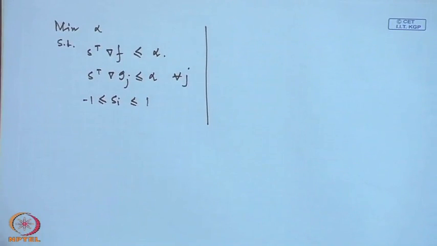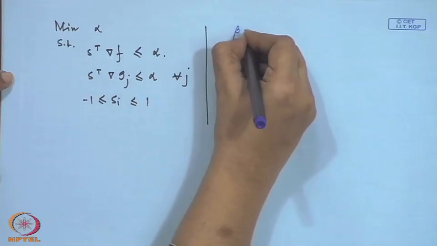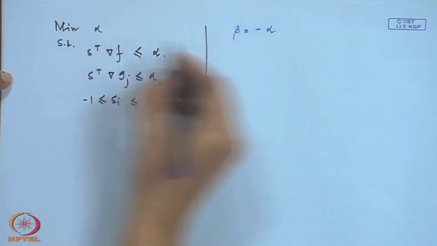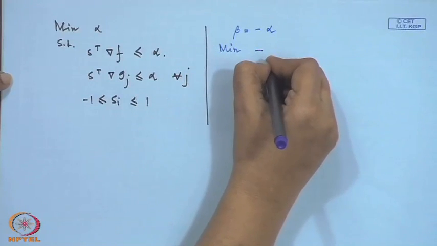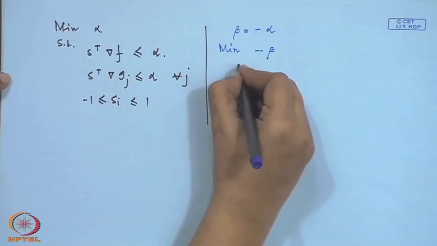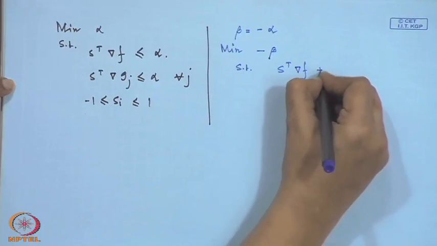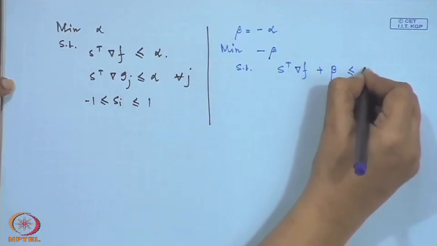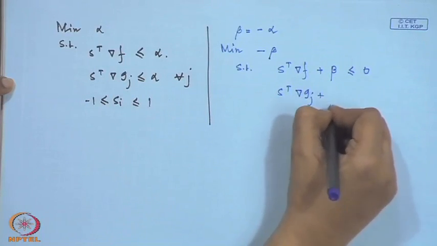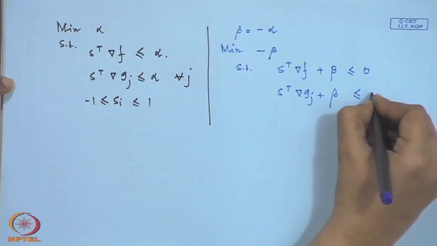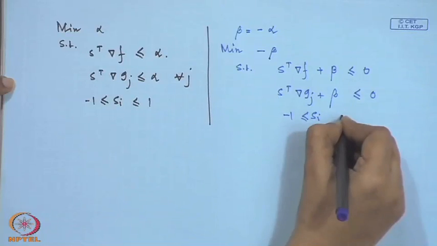Now, we are modifying this problem by considering another variable beta equal to minus alpha. If we do that, we get another problem. Just see, minimization of minus beta subject to S^T grad f plus beta less than equal to 0, S^T grad Gj plus beta less than equal to 0, and Si in between minus 1 and 1.